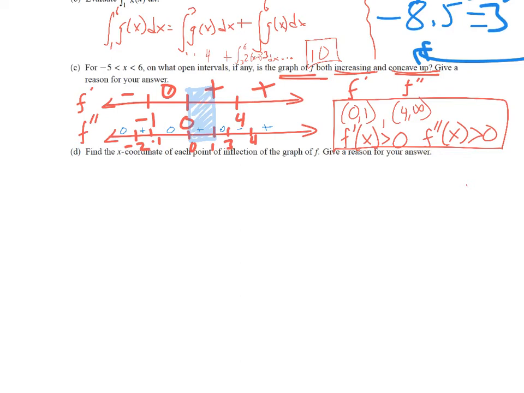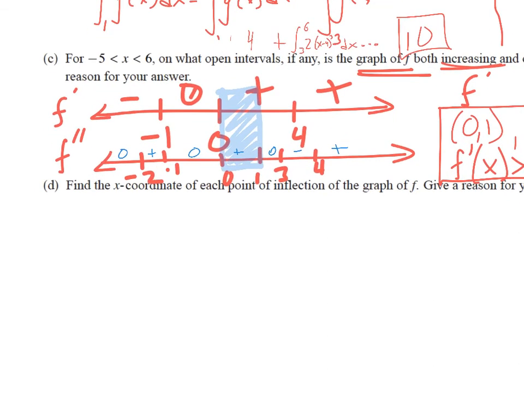All right, one more. Find the x-coordinate of each inflection point of the graph. Okay, so right away, once you see inflection point, we should be saying f double prime of x is 0. That's a possible inflection point. So before you even look at anything, when you see inflection point, write this down.